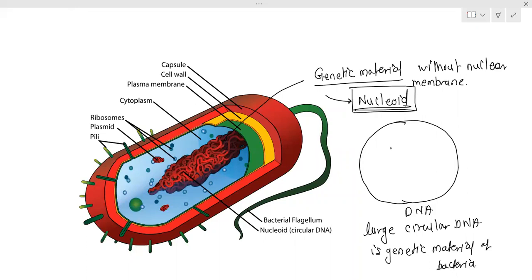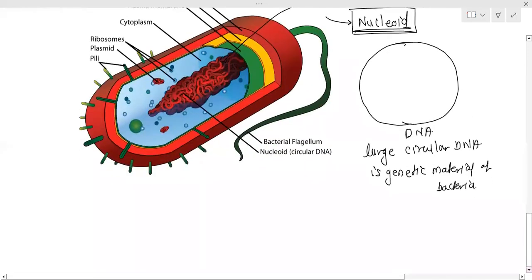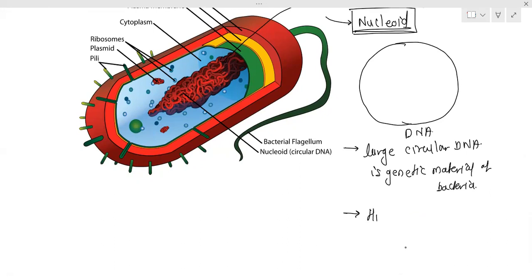Remember one more thing: there is no histone protein. Right now you don't know what exactly histone protein is; we will study that in the eukaryotic cell. But right now just remember histone protein is absent. Histone proteins absent. So large space in the cytoplasm is occupied by this nucleoid, this very large circular DNA.